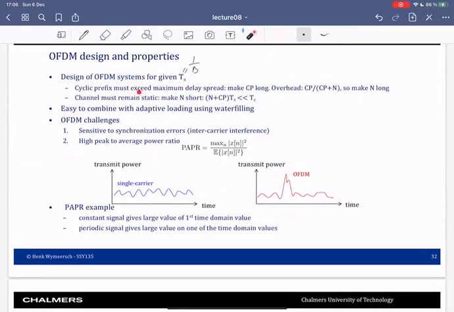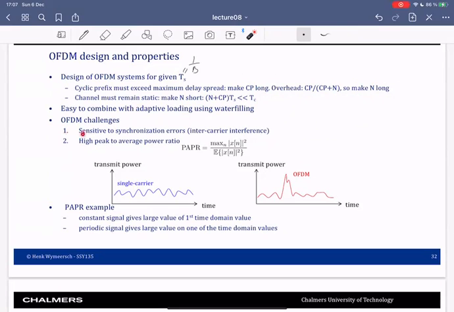The cyclic prefix must be long enough. Right, so longer is better, but on the other hand, it creates overhead, so then shorter is better. So you need to make sure that the cyclic prefix is just long enough for the maximum delay spread, but not too long. And if it is long, you make sure that n becomes long to reduce this overhead. On the other hand, the channel should be constant within the OFDM symbol duration, so n cannot be too long. So the total OFDM symbol duration should be much shorter than the coherence time. It is easy to combine with adaptive loading using water filling, because we've created parallel channels that are not interfering, so you can each assign their own power and own modulation format.